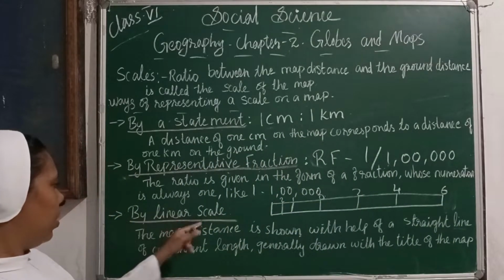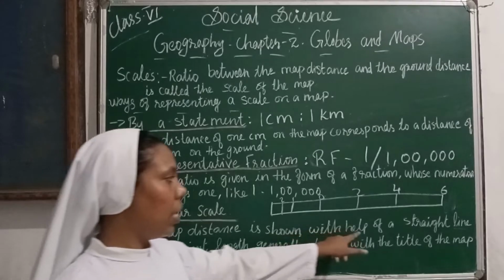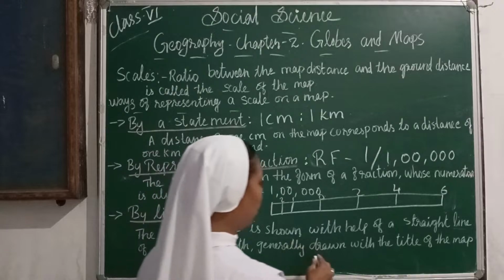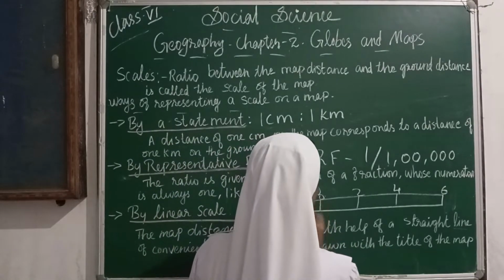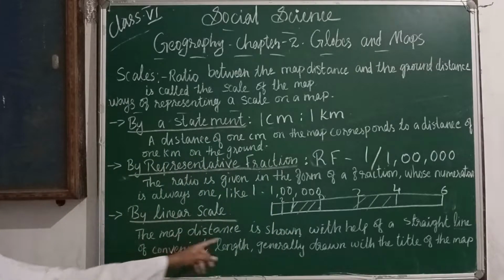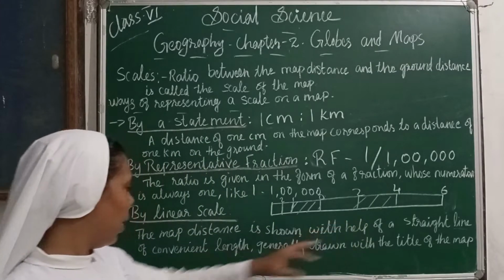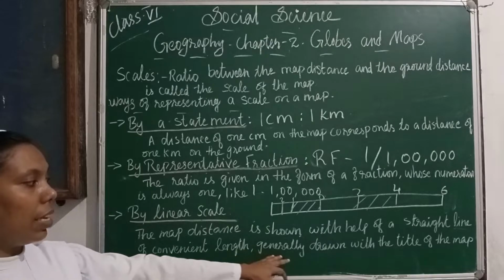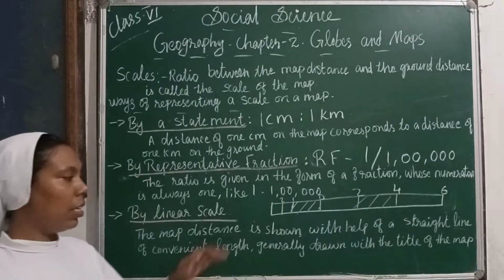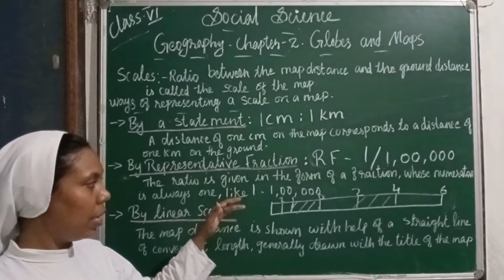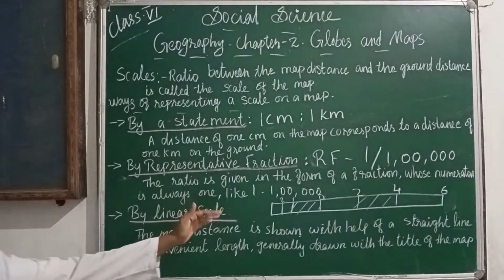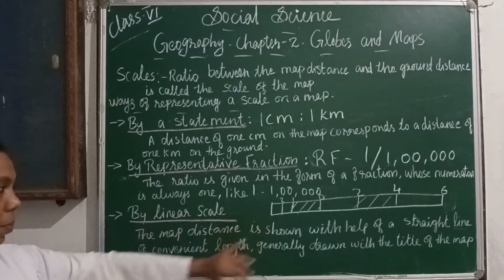In the linear scale, the map distance is shown with the help of a straight line of a convenient length, generally drawn with the title of the map. You can see it here. In this method, the line is divided and subdivided into many parts, and very easily we can measure the scale on the map.